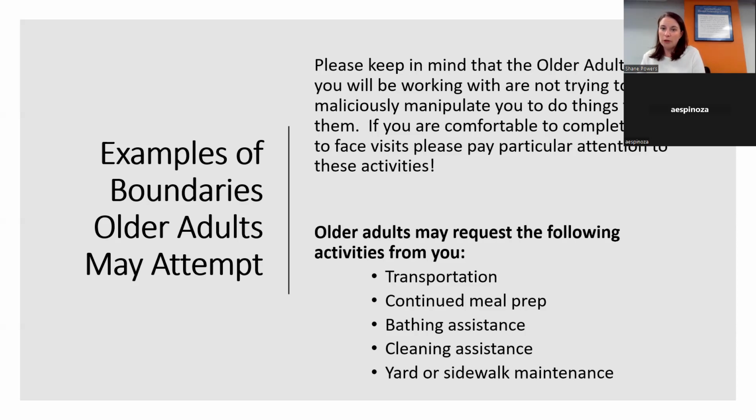The last one that we see quite frequently is yard or sidewalk maintenance. Especially in the summer, if you are sitting outside and enjoying the garden or the fresh air, the older adult may say, oh, I see that little weed down there, can you grab it? If that's not associated with the way that you are engaging with the older adult, then that is not your responsibility. However, if the two of you both enjoy gardening and you have decided that that's a planned activity that you're going to engage in together, completely different situation. You may both agree that when you come over, you're going to tend to the garden, engage in conversation, and enjoy your love of the outdoors together.